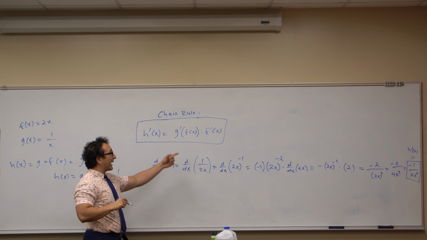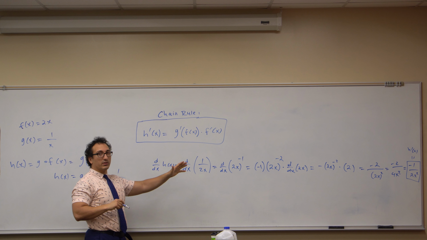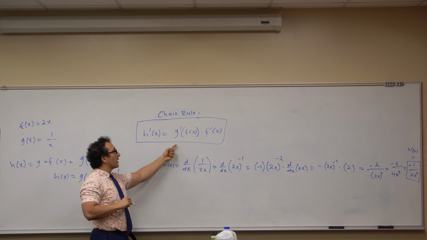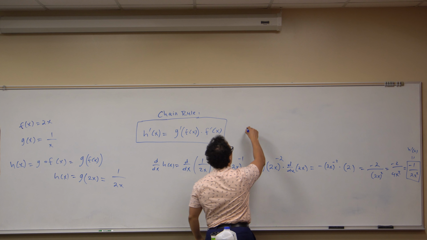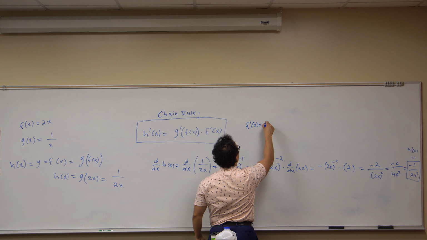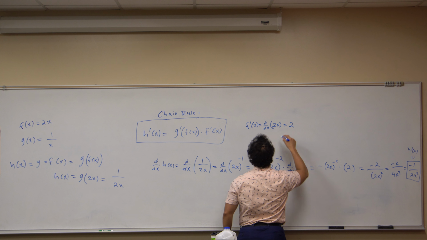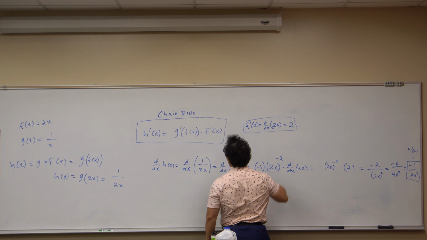I'll show you that that method of doing it, which is very simple and easy, is the same thing as this method of doing it, which seems difficult. First, let's compute f prime of x. f prime of x is equal to the differential operator acting on the 2x, which is just 2. So f prime of x is 2. All right, that was easy enough.